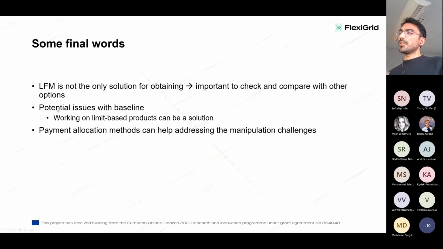Also, we want to mention the potential issues with the baseline, that it can get manipulated, and it can be challenging if we start using them. So working on limit-based products can be a potential solution to that, which we wanted to share as well. Payment allocation methods can also help address the manipulation challenges. So yeah, it can be something to test if you are doing research or want to try new ideas.